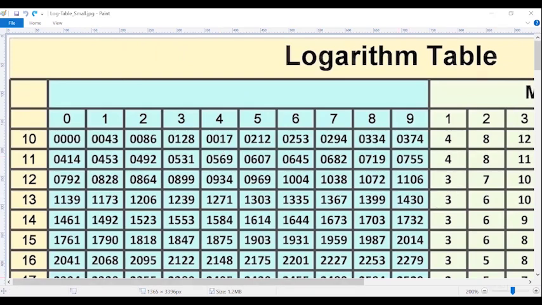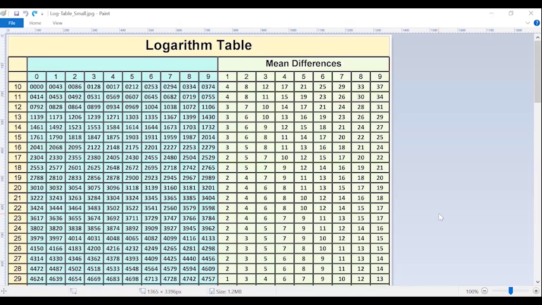Sir, do we need to always write the 3-point mantissa, or do we have to calculate the value also? No, no, you don't need to calculate. That is just to make you understand. You just need to write the value.